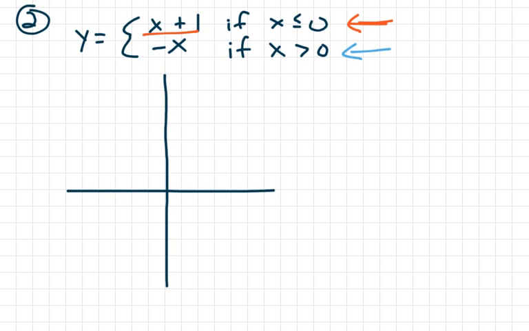So we've got x plus 1, so that means our slope, again, is 1. Our y-intercept this time is 1 as well. So we're going to start at 1, and then we're going to go up 1 and to the right 1.